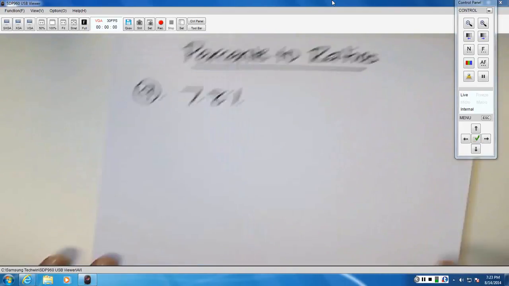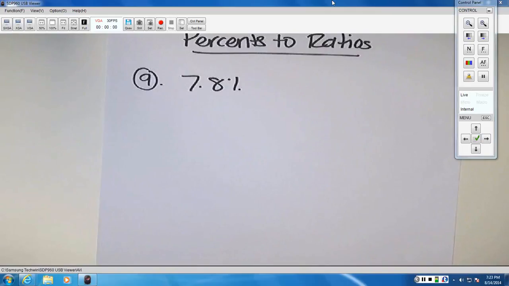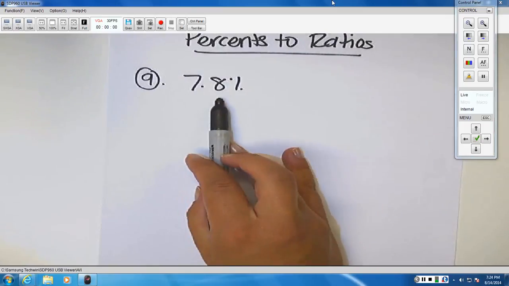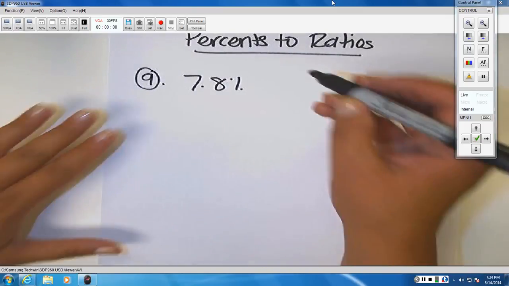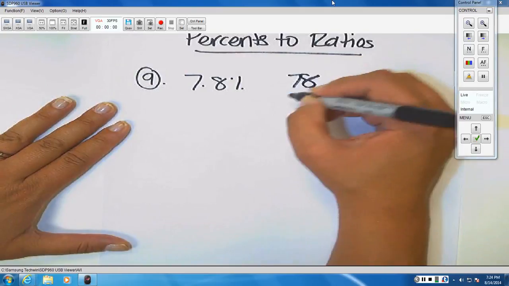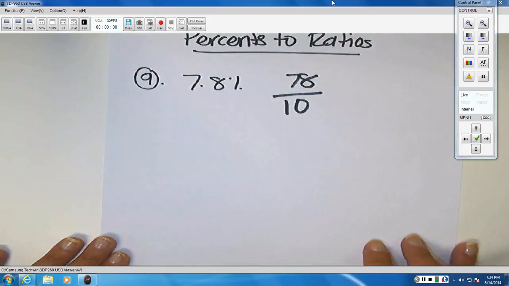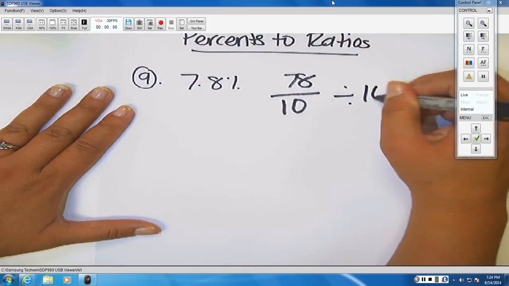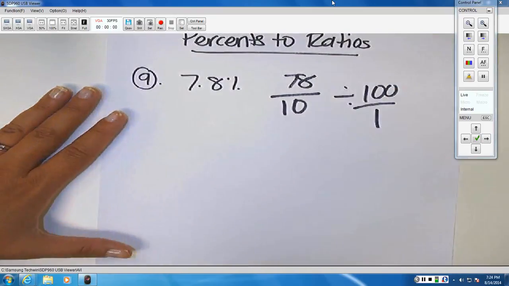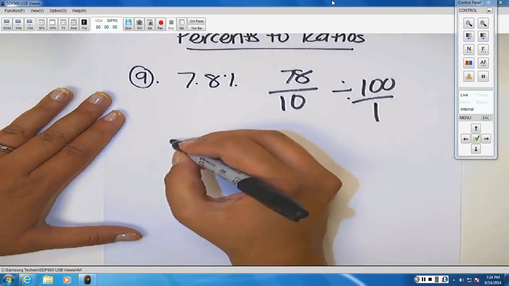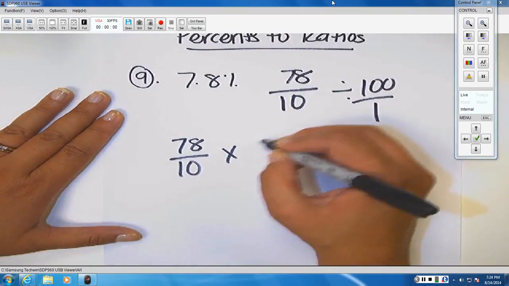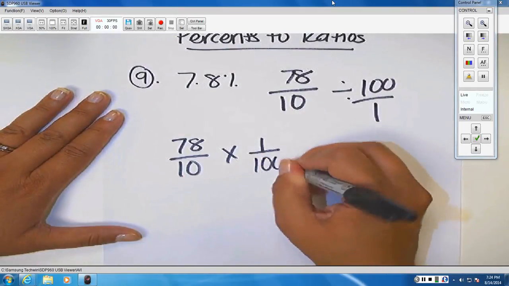Okay, let's do one more. Let's just do one more decimal. So a decimal percent that we're going to turn into a ratio. So with this one, we have 7.8%. We are in the 10th spot here with this 0.8. We're in the 10th area. So this is going to turn into 78 tenths. And again, we're going to divide that by 100. Now we'll set up our equation so we can multiply 78 tenths times 1 over 100.